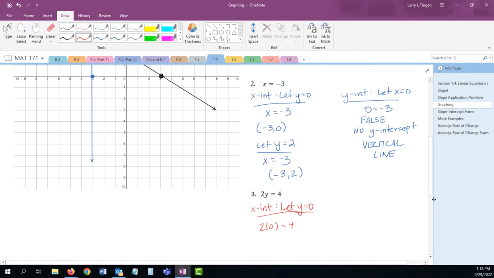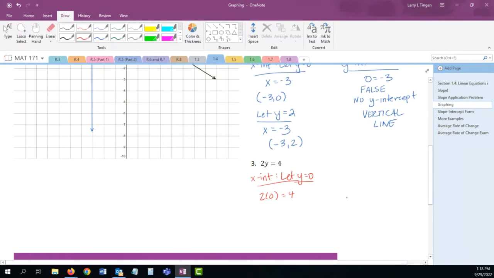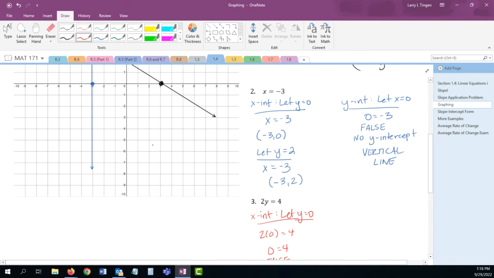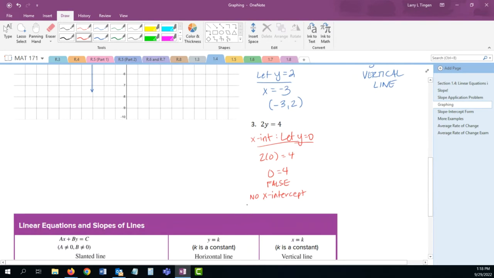So if I let y be 0, I need to find the x coordinate. So let y equals 0, solve for x. 0 equals 4. Well, that's false. So that means what? There's no x-intercept. And the x-intercept, remember, is the horizontal one. If there's no x-intercept, that means I have a horizontal line.